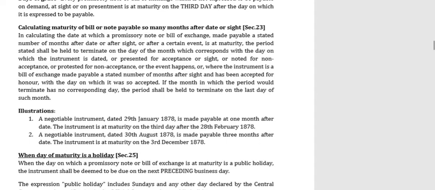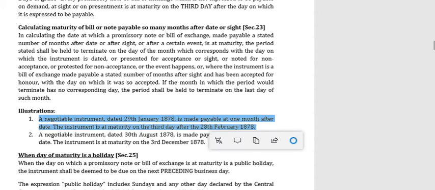Okay. Illustration. Suppose a negotiable instrument dated 29th of January 1878 is made payable after 1 month. The instrument maturity is on 28th of February. Right. So from January 29th, it is made payable on the 28th of February. Is it correct?